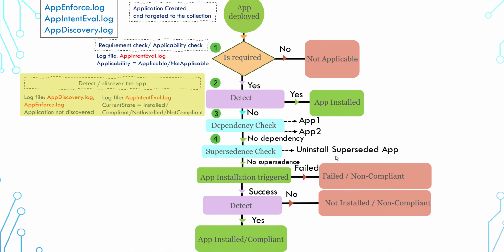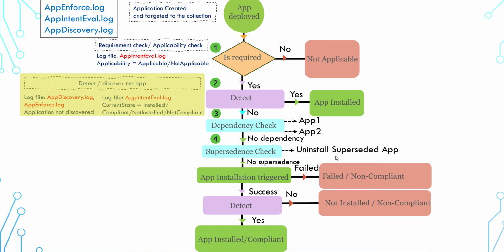Next is the detection logic. Detection logic means trying to discover the application. So here you have to look at AppDiscovery.log. In AppDiscovery.log, it will show you application not discovered. Similarly, this information is also there in AppEnforce.log. So in AppEnforce, you will be able to find this information. Don't worry, I'm going to explain these three log files in the next slideshow.